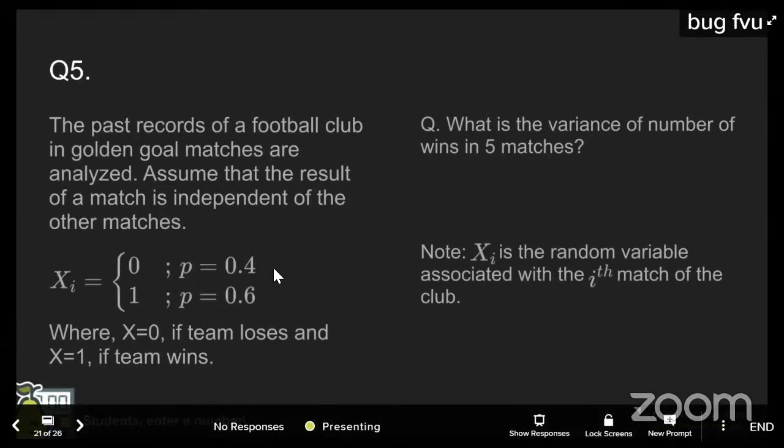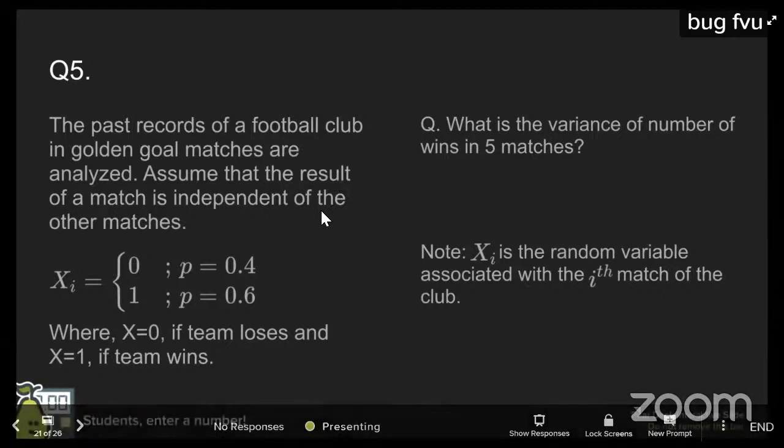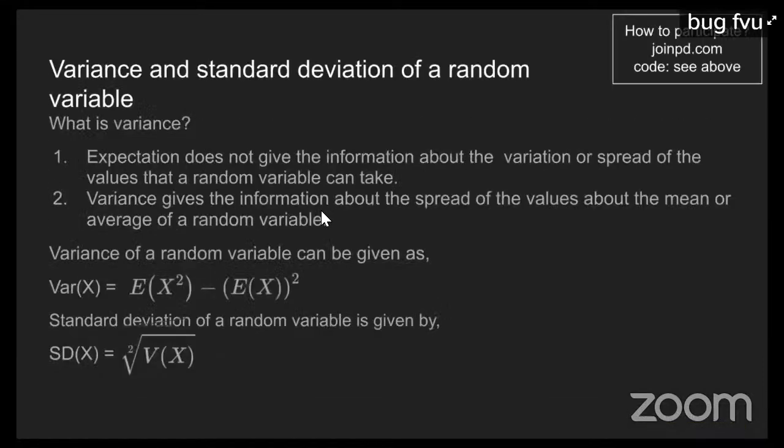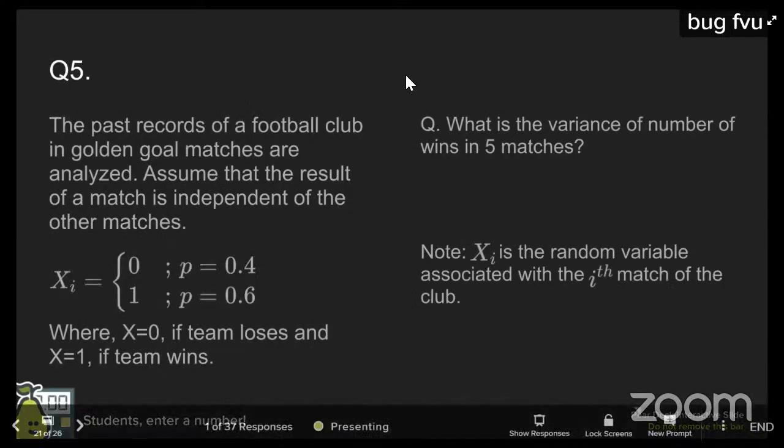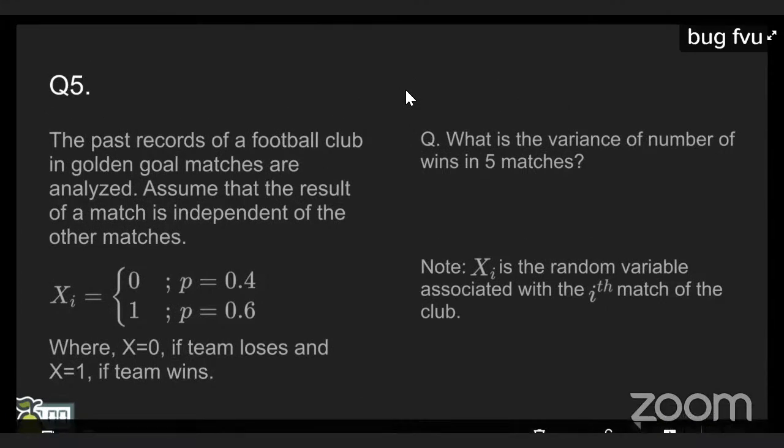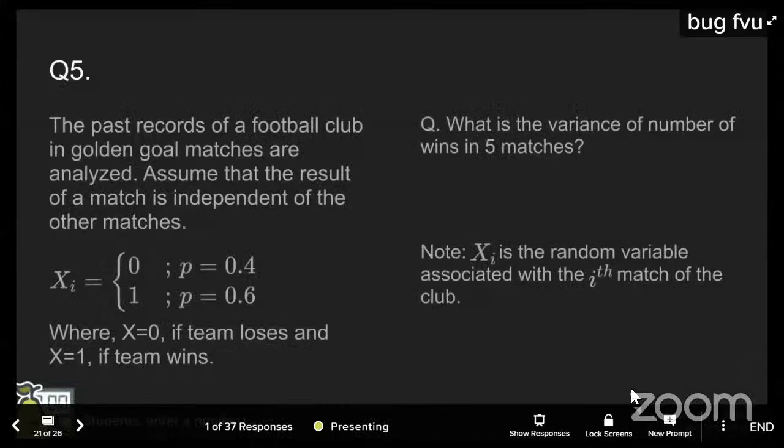Okay, so it's again the same question, but this time you have to find the variance of the number of wins in 5 matches. How is the expected value the mean of the random variable? Expected value is the weighted mean in general. We are going through 1, 2, 3, 4, taking into account the probability of that number as well, right?